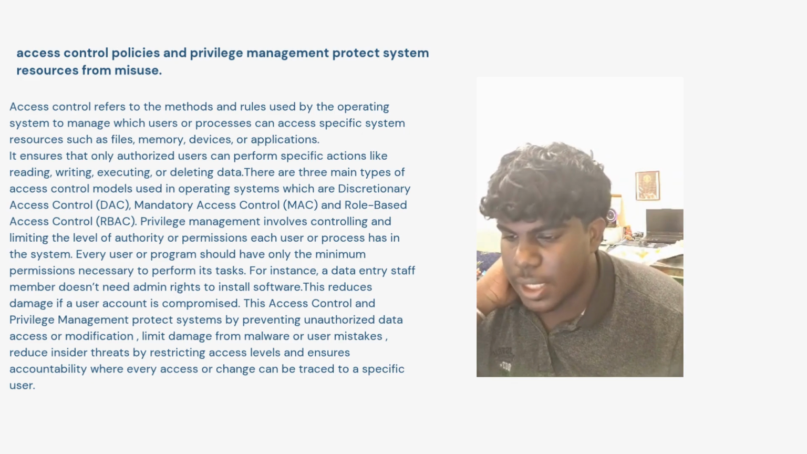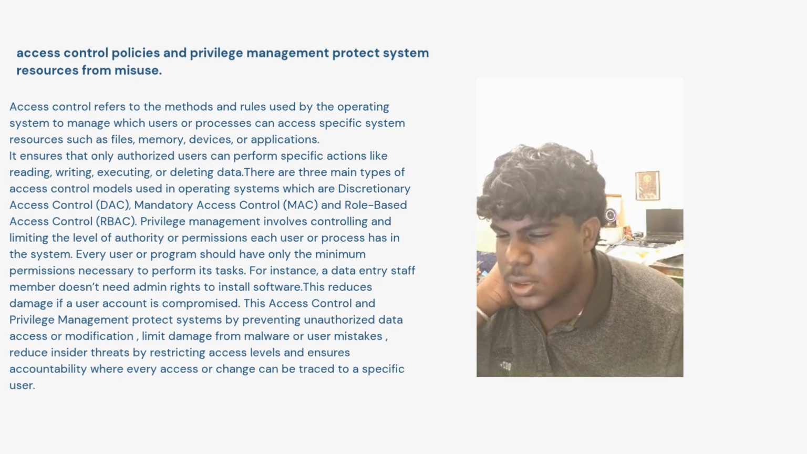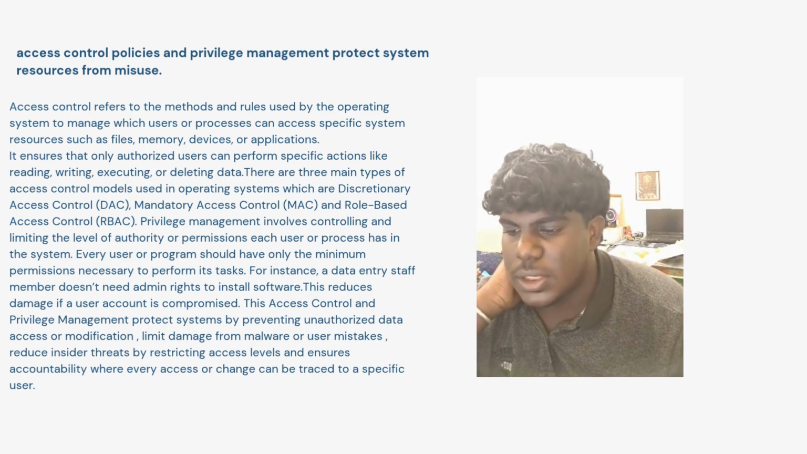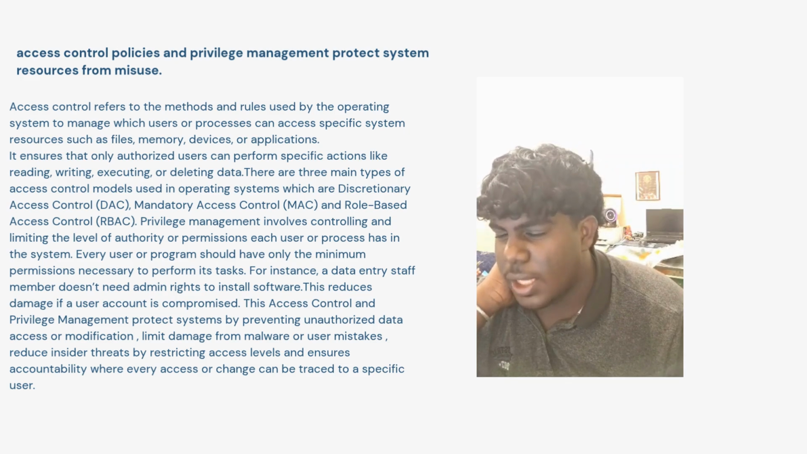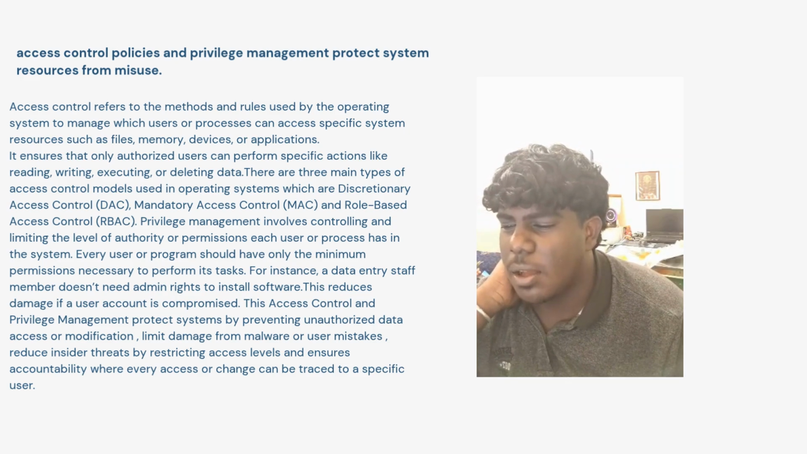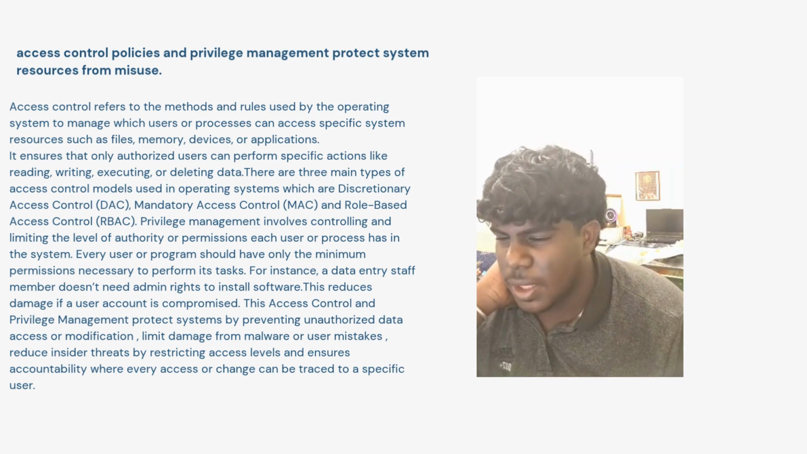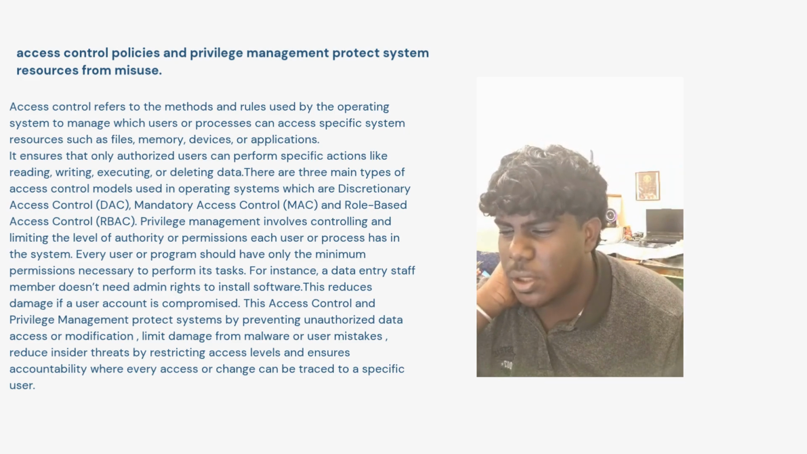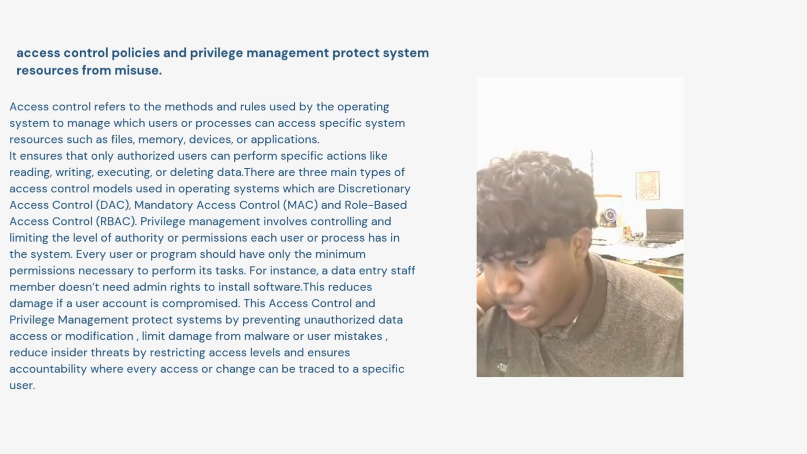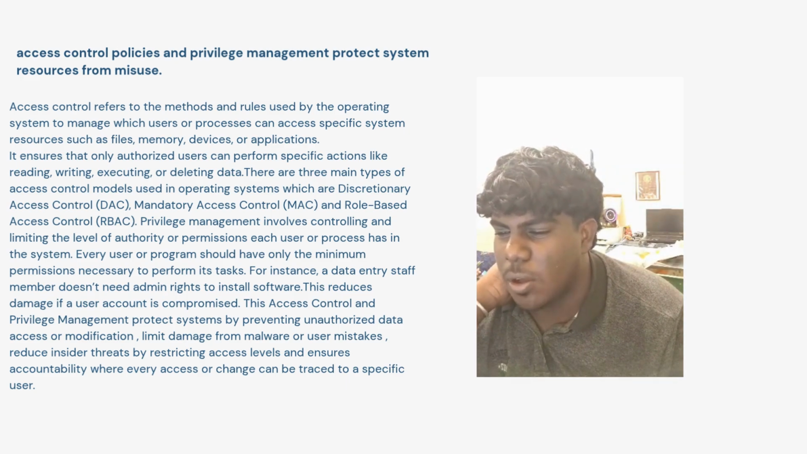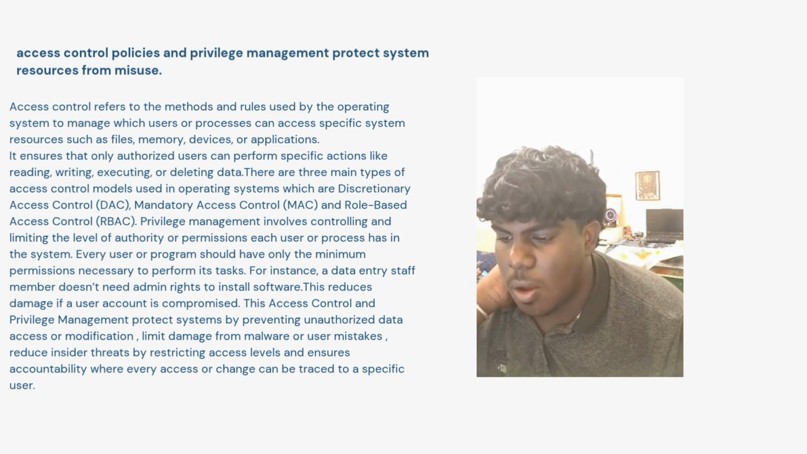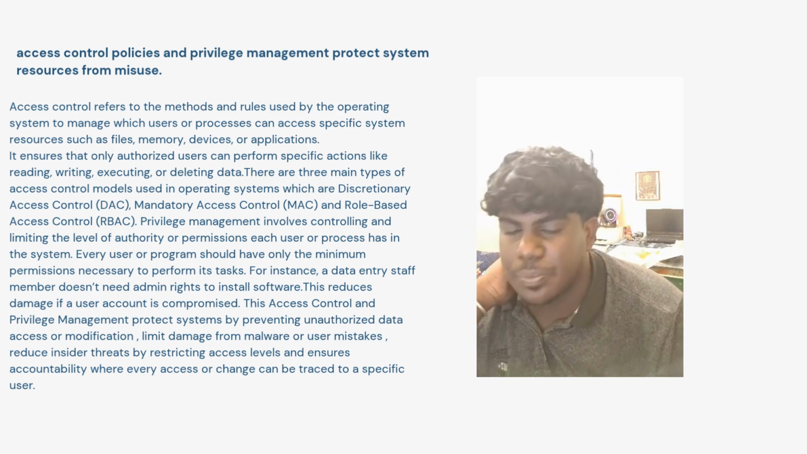There are three main types of access control models used in operating systems, which are discretionary access control, called DAC, then mandatory access control, MAC, and role-based access control, RBAC. Privilege management involves controlling and limiting the level of authority or permission each user or process has in the system.